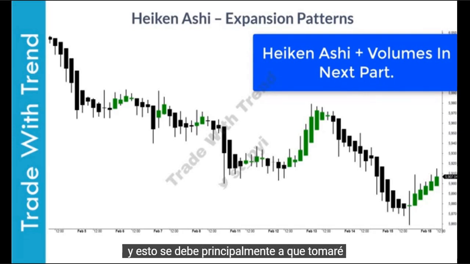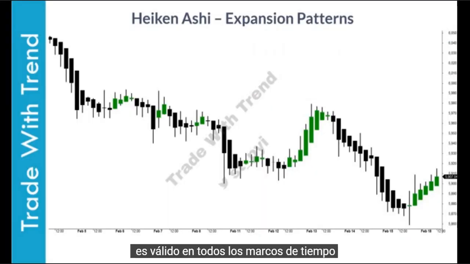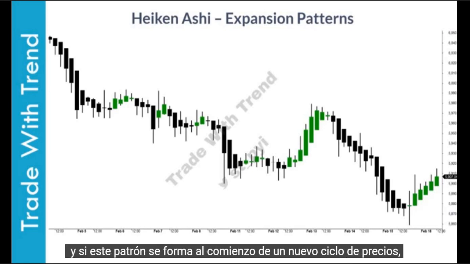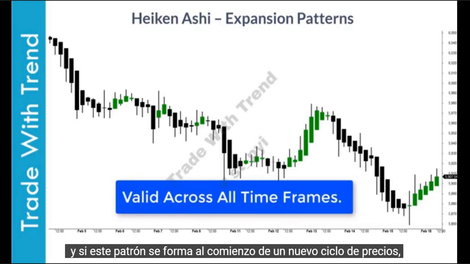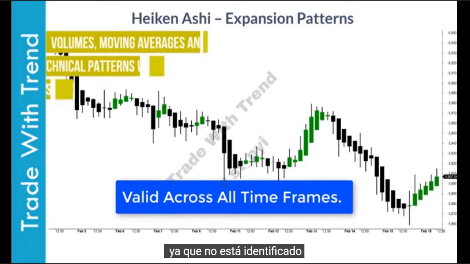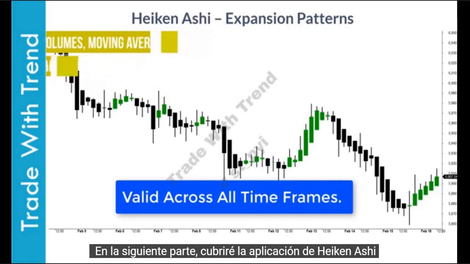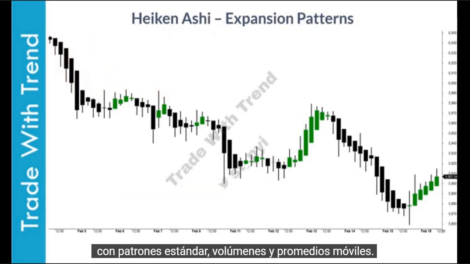And this is mainly because I will be taking up combination of this in the subsequent part. Expansion pattern that I have shown here is valid across all time frames, and if this pattern forms at the beginning of new price cycle, then odds of pattern playing out certainly improves a great deal. Now I have clubbed in this pattern in this video as it is not identified as a standard technical analysis pattern. In the next part, I will cover application of Heiken Ashi with standard patterns, volumes, and moving averages.